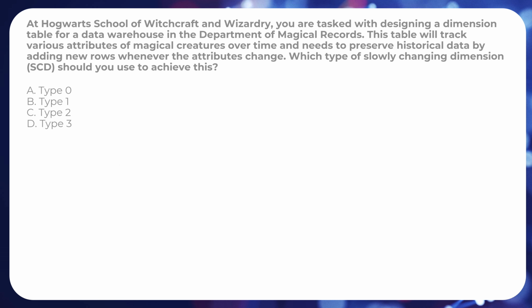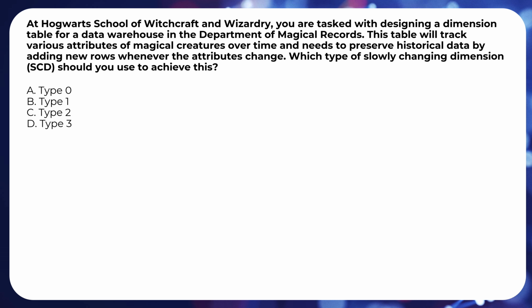At Hogwarts School of Witchcraft and Wizardry, you are tasked with designing a dimension table for a data warehouse in the Department of Magical Records. This table will track various attributes of magical creatures over time and needs to preserve historical data by adding new rows whenever the attributes change. Which type of slowly changing dimension, SCD, should you use to achieve this?